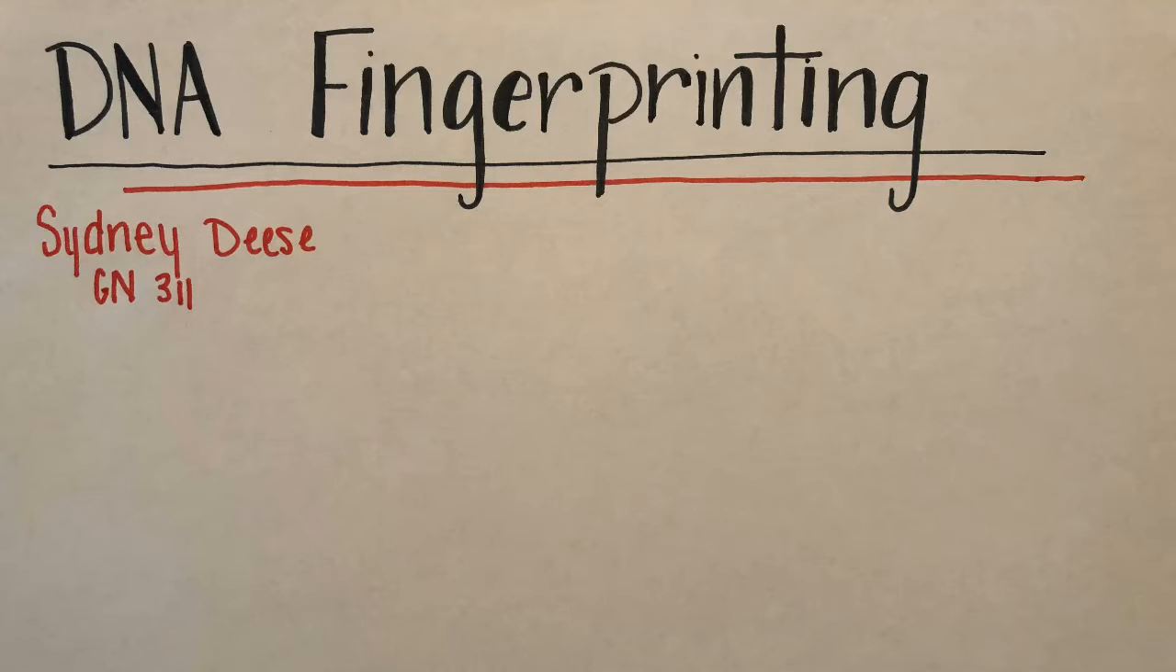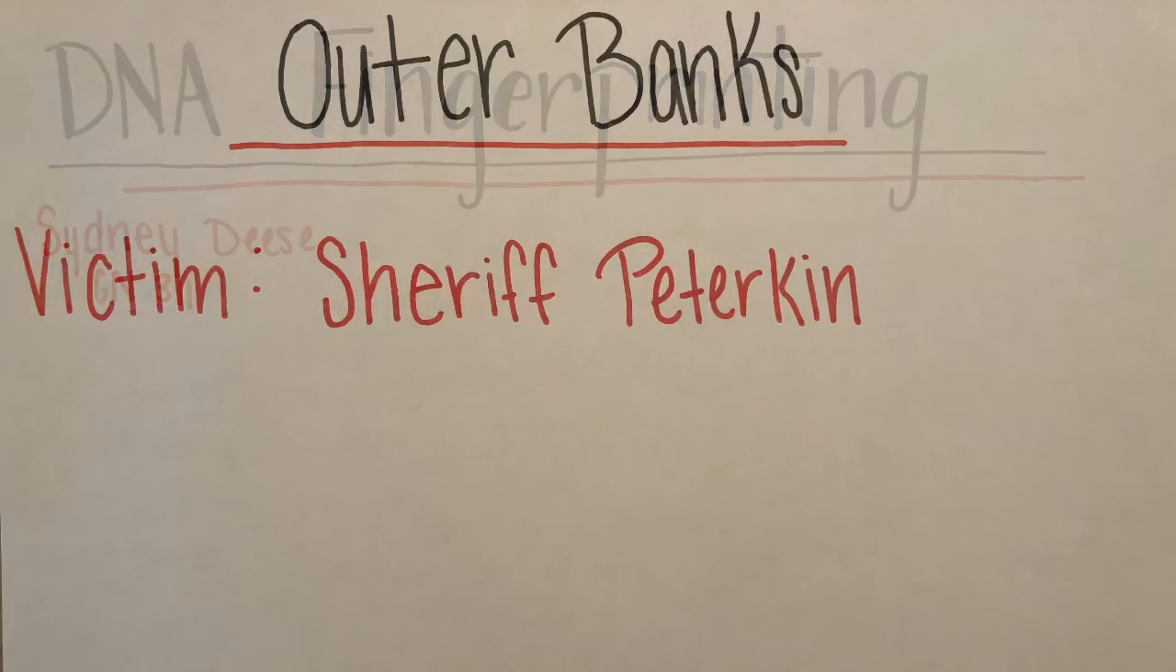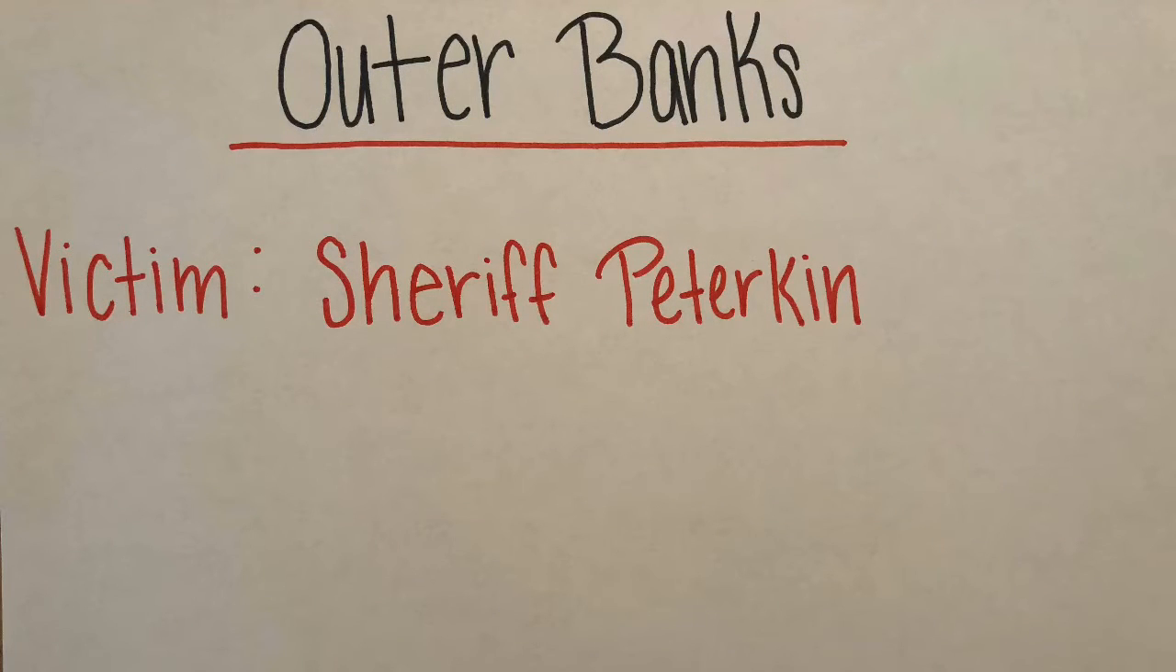In this video, I am going to go over genetics and DNA fingerprinting. I will be going through this chapter using an example based on the series Outer Banks. Sheriff Peterkin was the victim of this murder. She was killed after solving a previous murder case and learning too much about the crime.